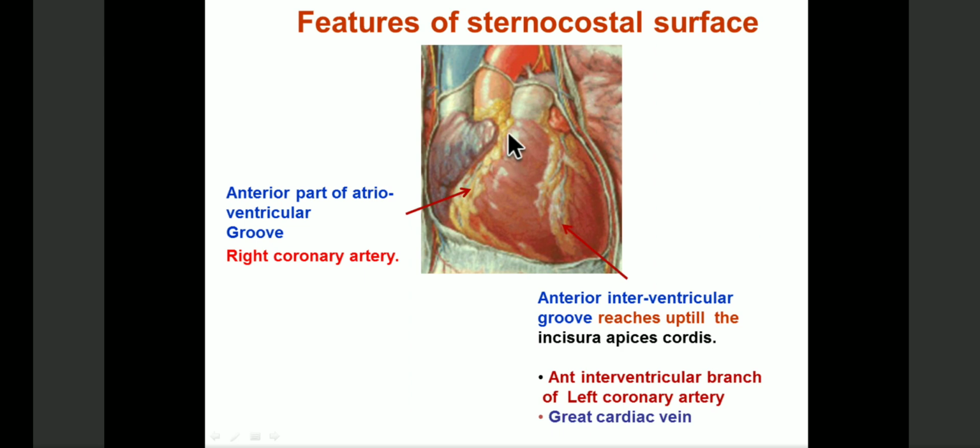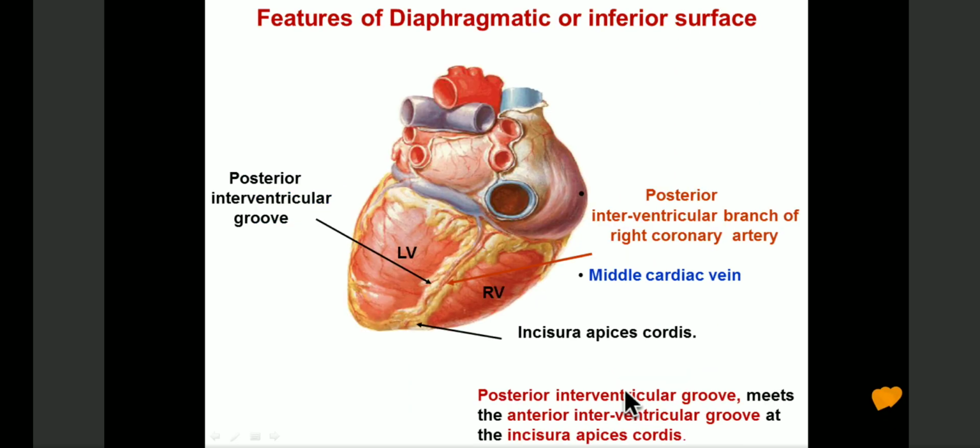So, in the atrioventricular groove towards the right side, between the right atrium and right ventricle, we'll see the right coronary artery. But between the two ventricles, in the anterior interventricular groove, we'll see a branch coming from the left coronary artery and the great cardiac vein. And this region we call the anterior interventricular groove. As far as the posterior interventricular groove is concerned, we find this on the diaphragmatic surface.